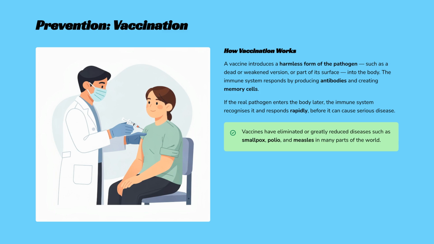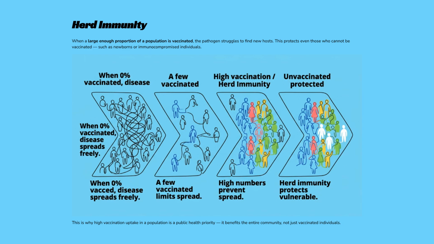Good hygiene is one of our most effective tools. Simple actions like thorough hand washing for 20 seconds, covering coughs and sneezes, proper food preparation, and regularly cleaning surfaces help break the chain of transmission. Vaccination is a powerful medical strategy. By introducing a harmless form of a pathogen, vaccines train your immune system to produce antibodies and memory cells.